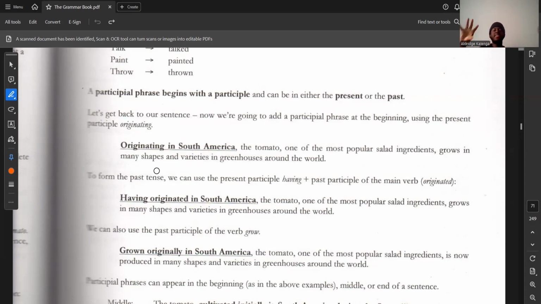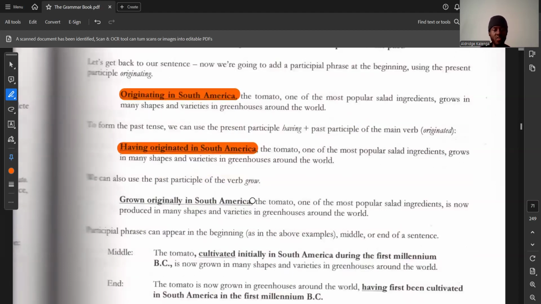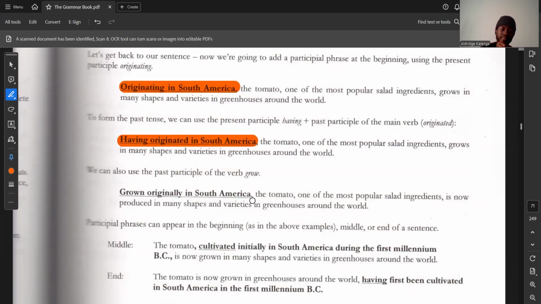Originating in South America, the tomato, one of the most popular salad ingredients, grows in many shapes and varieties in greenhouses around the world. Now, this is also like a non-essential clause because we can take this out and the sentence will still make sense. The tomato, one of the most popular salad ingredients, grows in many shapes and varieties in greenhouses around the world. All right, we can put it in past tense. Having originated in South America, the tomato, one of the most popular salad ingredients, grows in many shapes and varieties in greenhouses around the world.